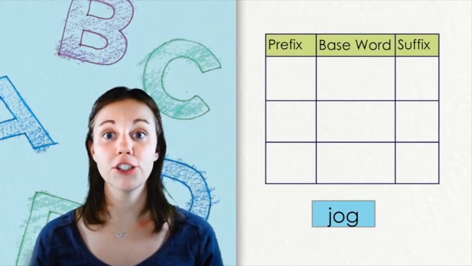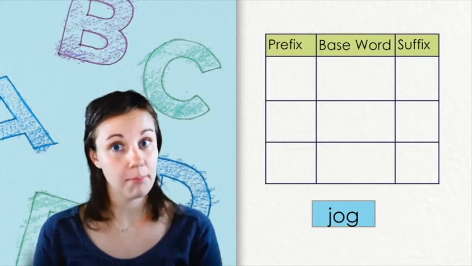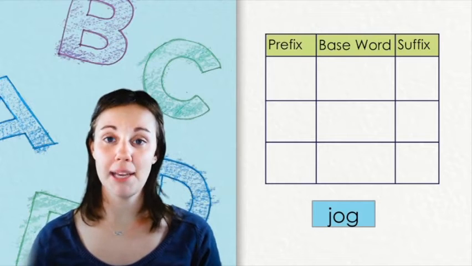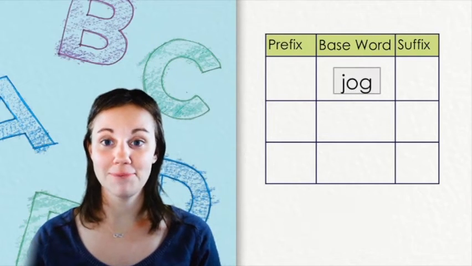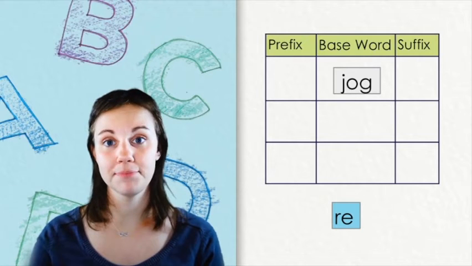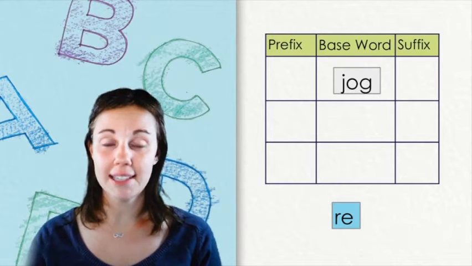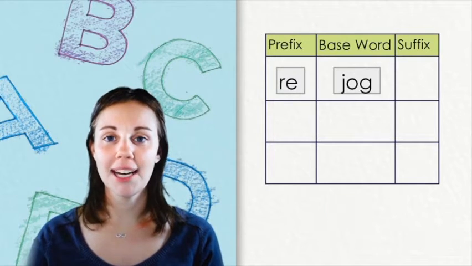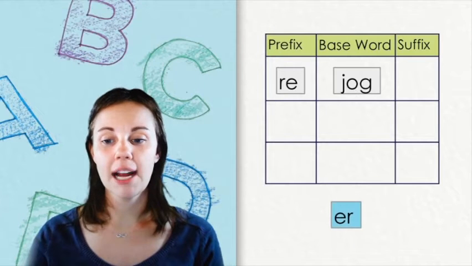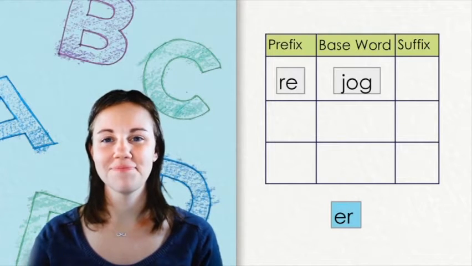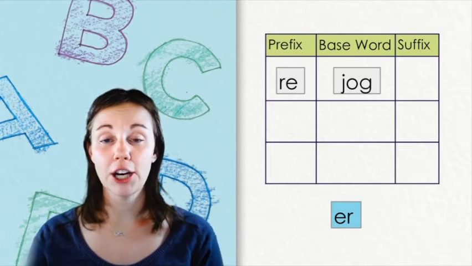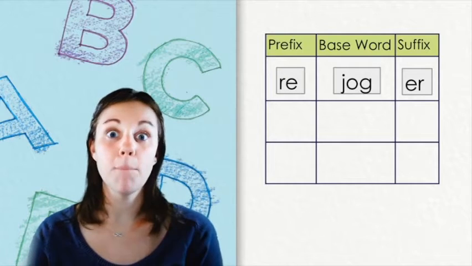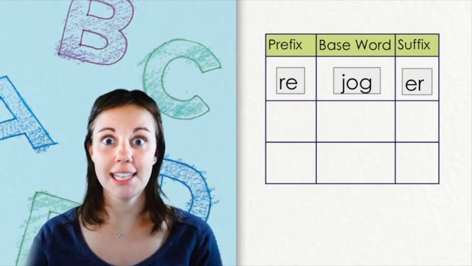This first part says jog. Prefix, base word, or suffix? That's right. Jog is a base word. It can be a word all on its own. How about re? Re is a prefix meaning again, to do something again. We put it at the beginning. Try this one. You've got it. Er is a suffix. It gets attached to the end of the word to make it mean more, or like a person, teacher.